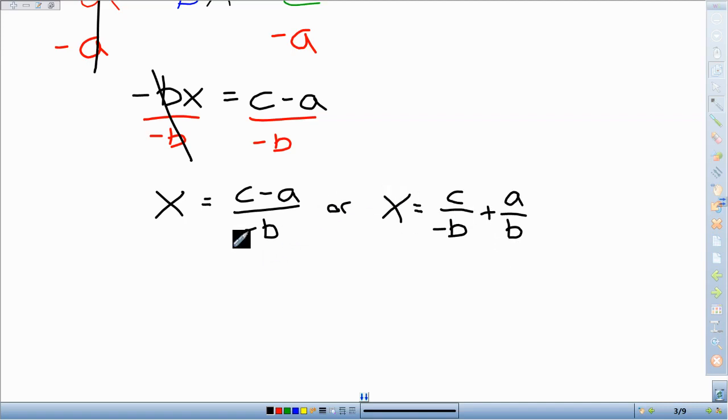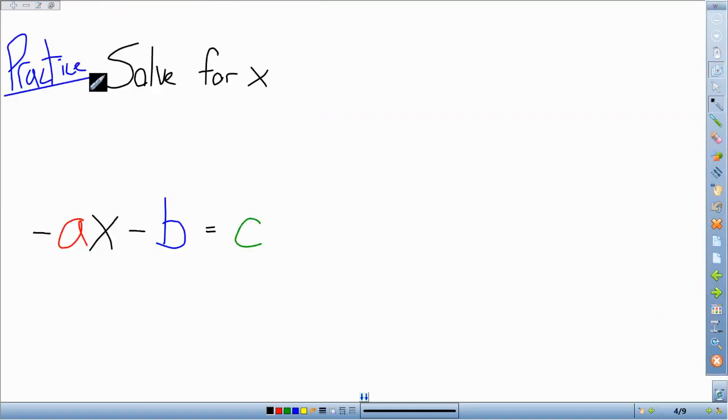Right, and yes, those are equivalents, exactly the same. Okay, so with that in mind, go ahead and try one of these same directions. You don't need to keep getting that. Go ahead and solve this equation for x.